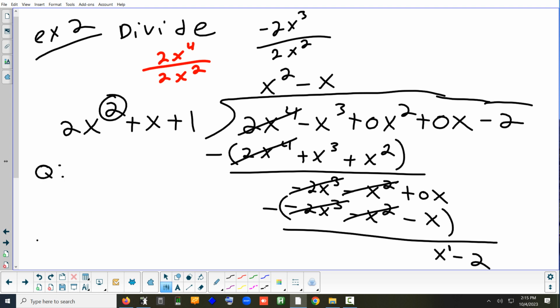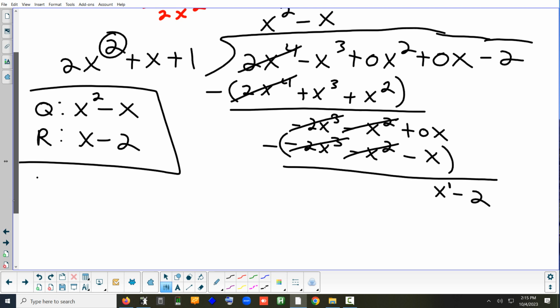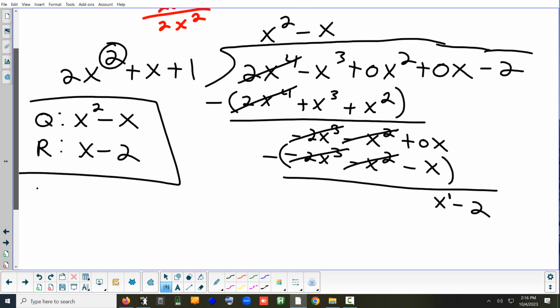So in this problem, the quotient is x squared minus x, and the remainder is x minus 2. Now, on the test, is there a problem if we write it the other way? No, as long as you know what the quotient and remainder are, you can write it either way. I might just ask you on the test to tell me the remainder, and I might just have a box for that. And I don't care about the quotient at all.